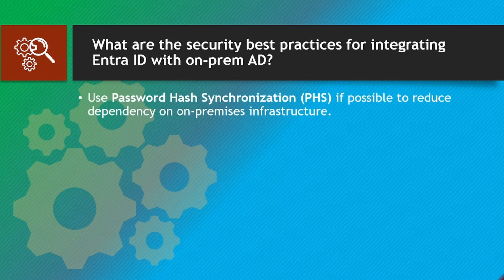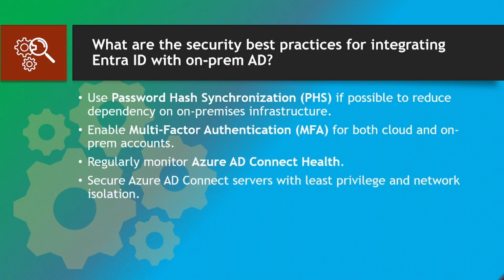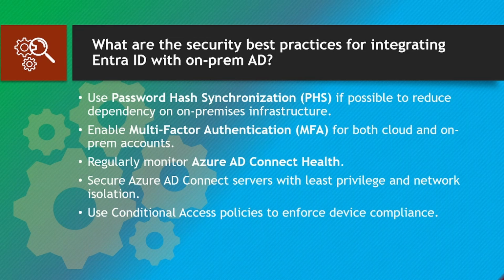Use password hash synchronization (PHS) if possible to reduce dependency on on-premises infrastructure. Second, enable multi-factor authentication (MFA) for both cloud and on-premises accounts. Regularly monitor Azure AD Connect Health. Secure Azure AD Connect services with least privilege and network isolation. Use conditional access policies to enforce device compliance.